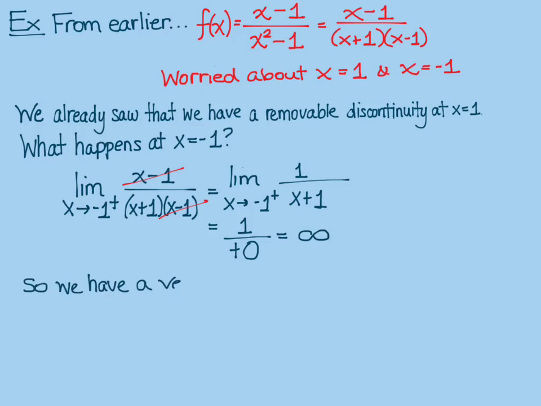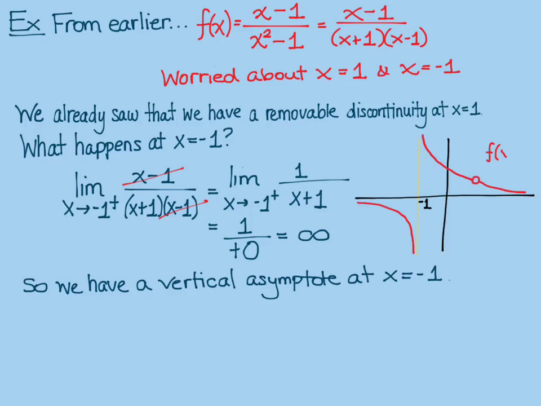If we do the same thing from below, we'll also get an infinite number. But this is enough to show that we have a vertical asymptote at x equals -1. And we saw the graph earlier. As we approach -1 from above, we're going to positive infinity. As we approach -1 from below, we go to negative infinity.